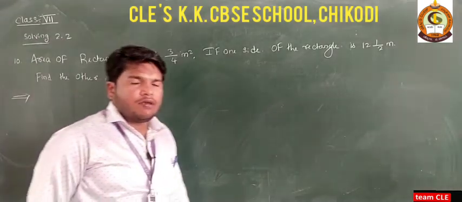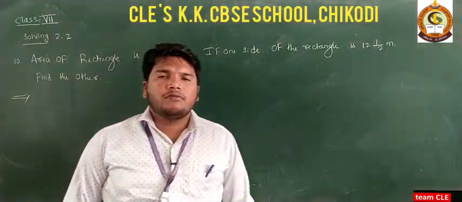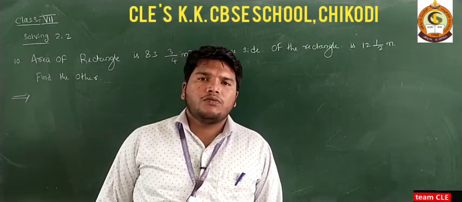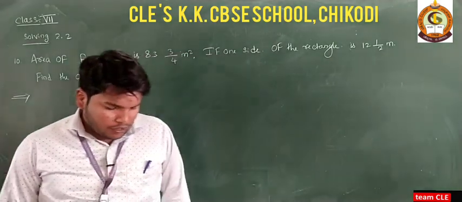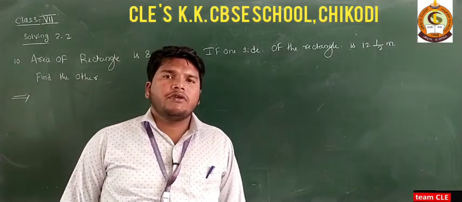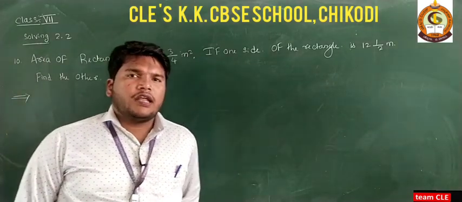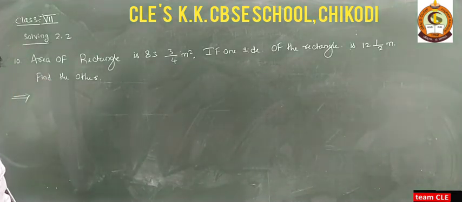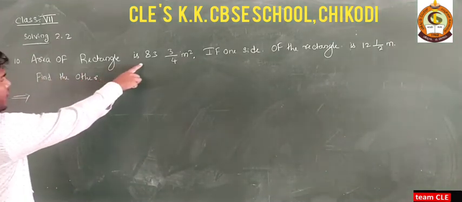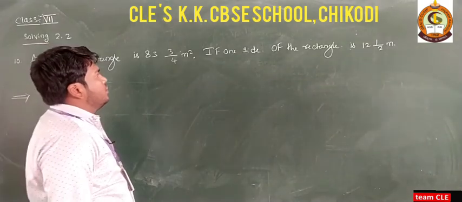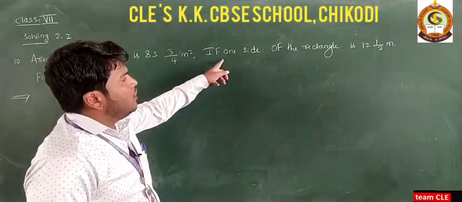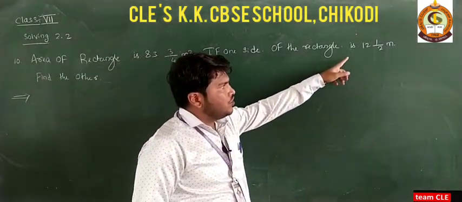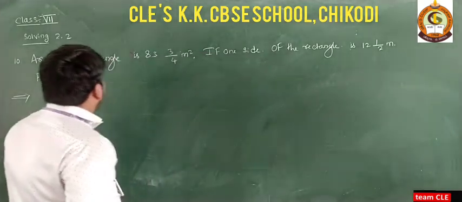So in the last class we started with exercise number 2.2. In exercise 2.2 we completed two examples, and in this video you are going to learn the 10th question of exercise number 2.2. The question says: the area of a rectangle is 83 3/4 meter square. If one side of the rectangle is 12 1/2 meter, find the other.